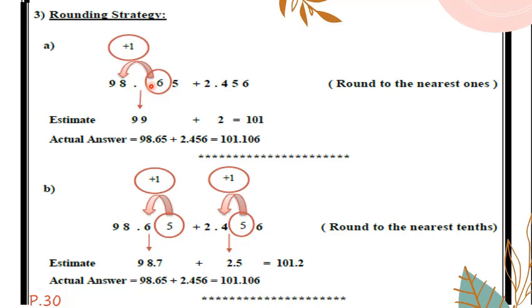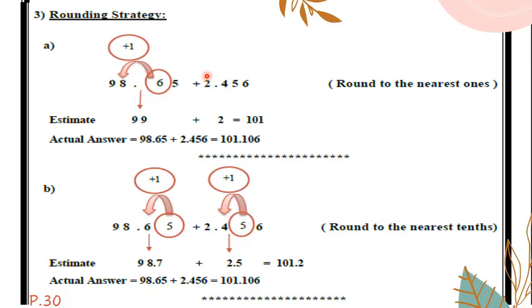6 is one of the strong numbers. So the strong numbers make plus 1. So 8 plus 1 here will be 9. So the answer will be 99 plus 2.456. I want to make rounding also for this number to the nearest ones. The ones here is 2. What is beside 2 from the right side? 4. 4 is one of the weak numbers. So I will keep 2 as it is.